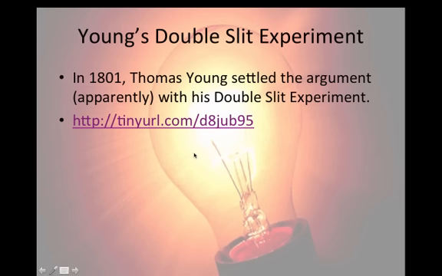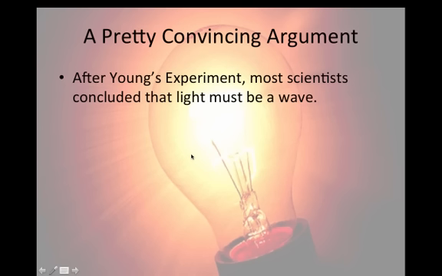Newton wasn't entirely wrong either. His suggestion that light acts like a particle was based on reflection and refraction of light. You know, when light hits a mirror, it bounces back. But after Young's experiments, most scientists were convinced that light must be a wave, and it was a pretty convincing argument.